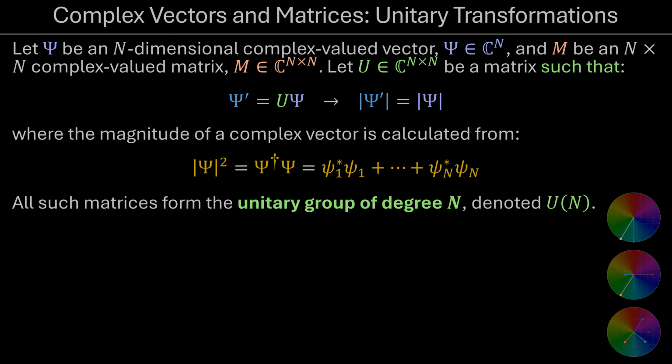Now, when we're talking about this matrix U that lives in the space of n by n complex matrices, but also doesn't change the magnitude of the complex vector that it's transforming, we call those the unitary matrices. And they comprise the unitary group of degree n, which we write as U(n). So we would say that our matrix U is in U(n).